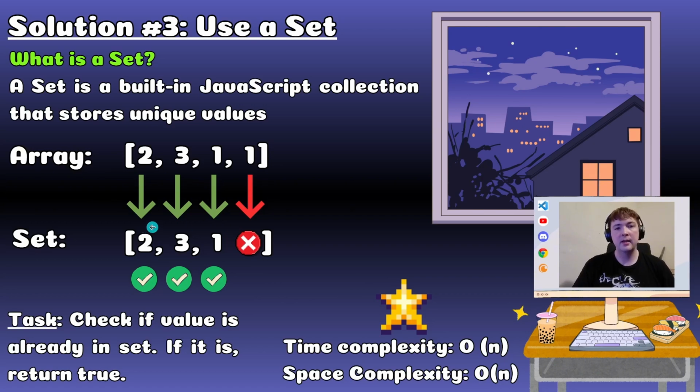Well, if it does, then that means we found a duplicate number, and that means we can return true. So this has a really great time complexity of O of n, but you'll notice that the space complexity has been increased from O of 1 all the way up to O of n as well. This is one of those situations where the space complexity will go up, but I'm willing to sacrifice that if it means I can dramatically drop the time complexity.